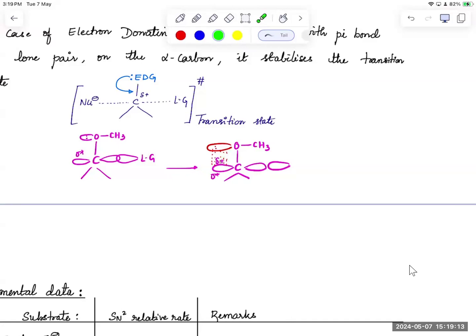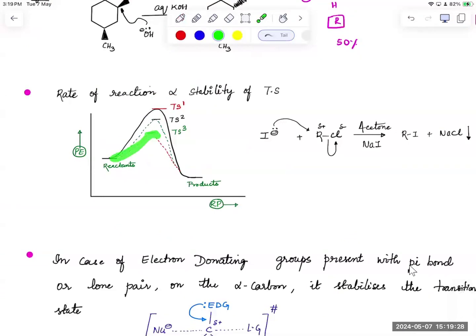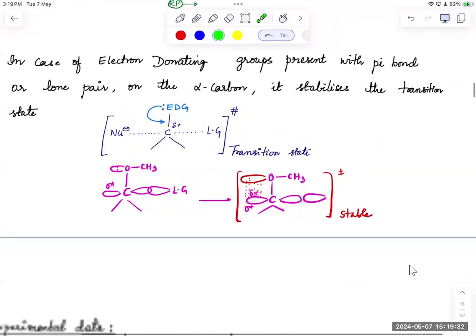So what would happen? Then this transition state will become more stable. If it is more stable, the reaction rate will be increased. So that is what we have learned now. This is the path you will take, so that will have a more stable transition state. Everybody understood that?